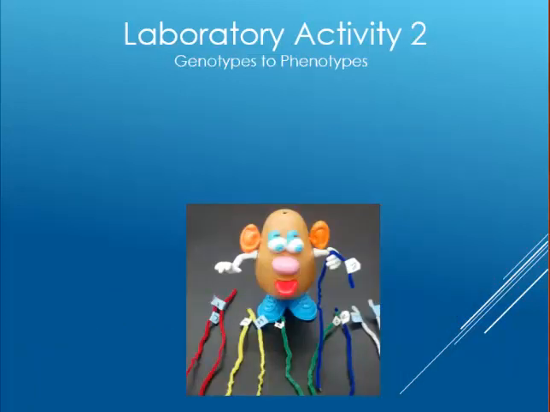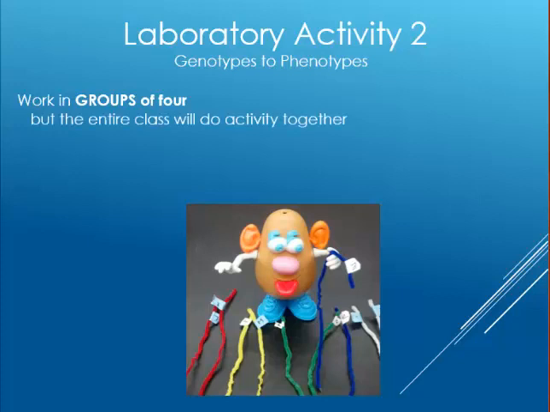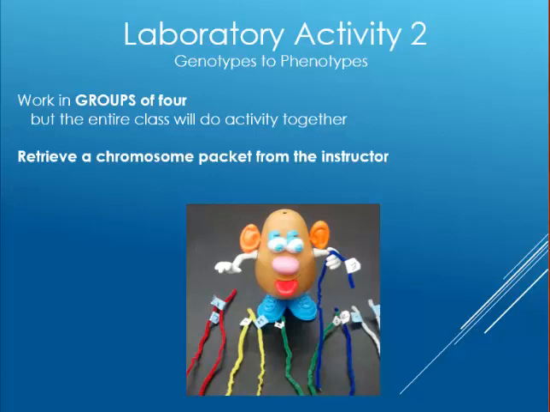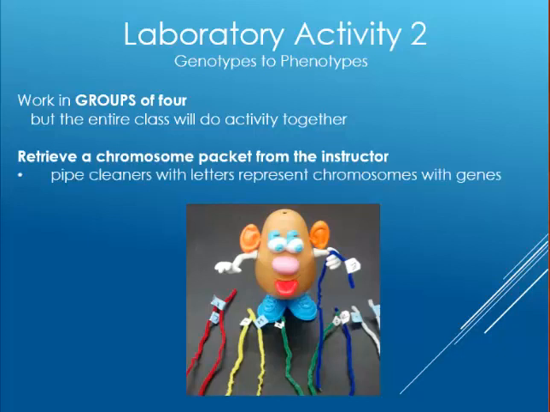For the second laboratory activity, we'll be comparing genotypes and phenotypes. For this laboratory activity, we'll be working in small groups of 4 again, but in this case, the groups will all work together in a step-by-step manner guided by the laboratory instructor. When you get into lab, you'll need to retrieve a chromosome packet from the instructor, and in that packet you'll find pipe cleaners with letters on them.